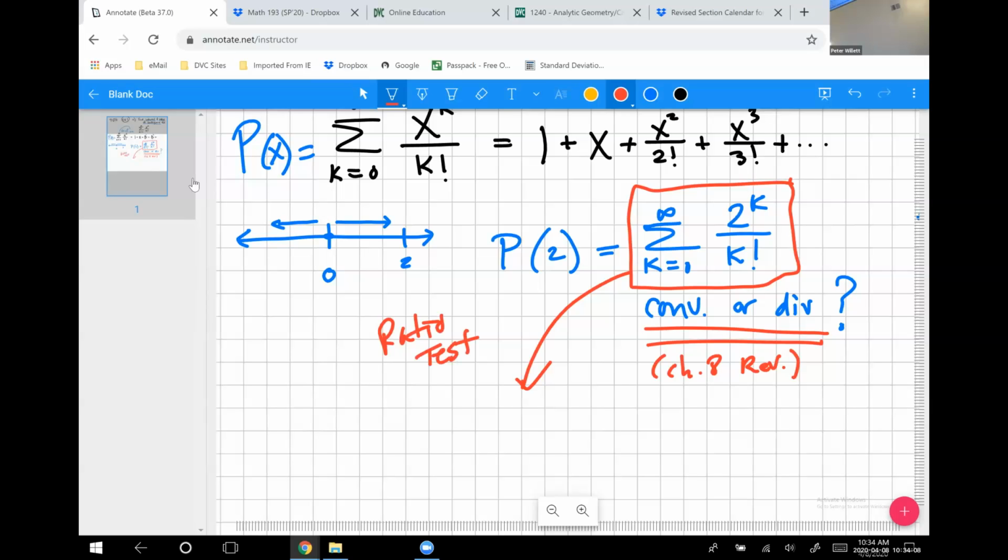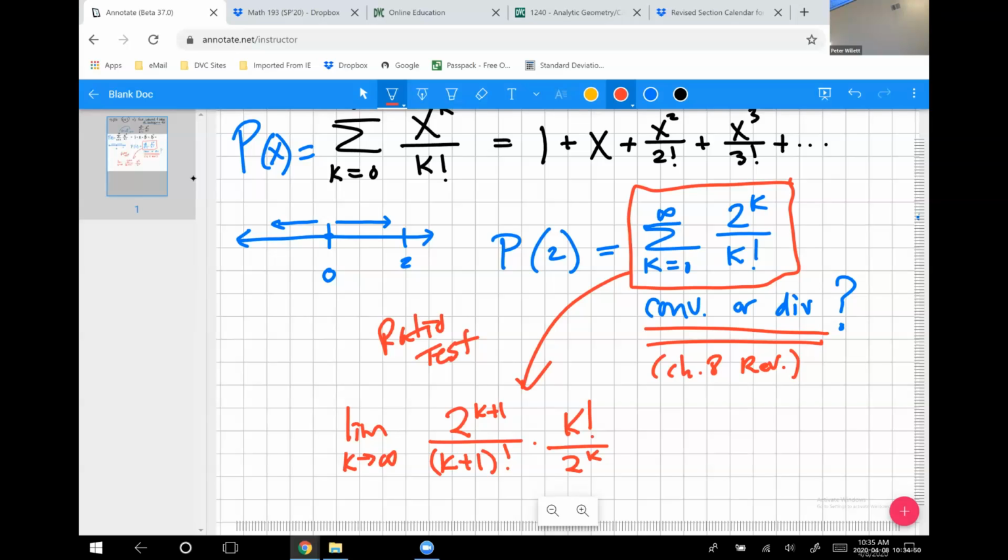For the ratio test, we take the limit as k goes to infinity of the k plus 1 term divided by the kth term, which is what's in the series itself. So the k plus 1 term is 2 to the k plus 1 divided by k plus 1 factorial. Then I would divide that by the k term, which is what's in the series, and since that's a fraction, I multiply by the reciprocal. So that would be k factorial over 2 to the k.